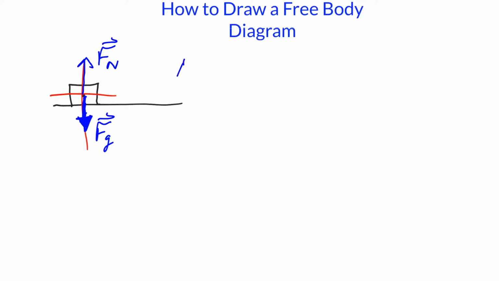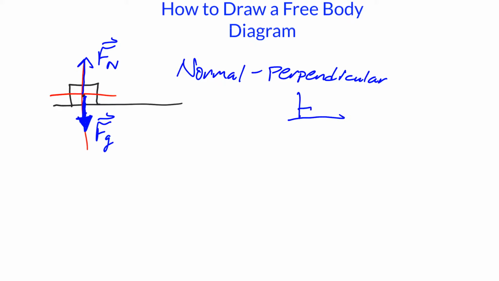Now in physics, the word normal means perpendicular, okay? And perpendicular means right angle, okay? So when two things are perpendicular to each other, they are at right angles to each other. So our normal force here is perpendicular to the surface that the box is sitting on. Okay, a normal force will always be perpendicular to the surface the object is touching. All right.